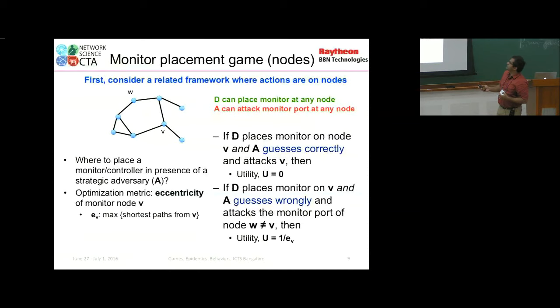So here the rules of the game are that D could place a monitor at any node, and A can attack the monitor port on any node. If D places the monitor on node V, and A guesses correctly and attacks V, then he's successful. So it's the reverse of the previous problem. If they align, then the utility the designer gets is zero. But if D places the monitor on node V and A guesses wrongly and attacks the monitor port of some other node W, which is not V, then the designer gets a utility which is the reciprocal of the eccentricity of that node. Here high utility is good, low utility is bad.